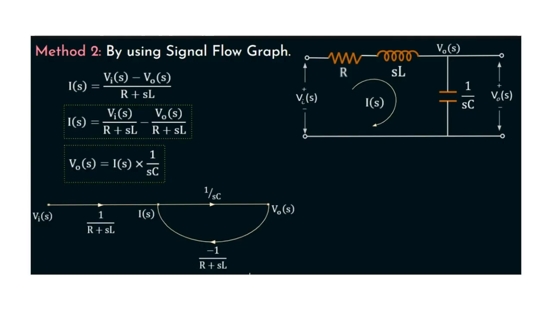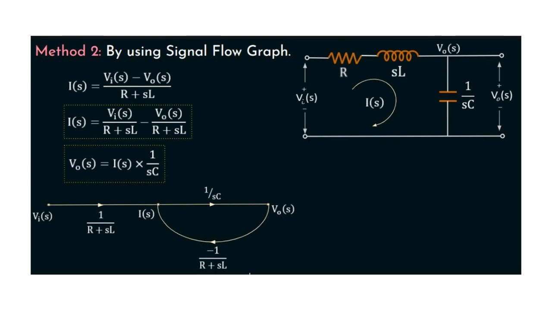You can also use a signal flow graph and then apply Mason's gain formula to obtain the transfer function. Now I'll be constructing the signal flow graph for this system, and to do that, start from the equations you already obtained in the Laplace domain.